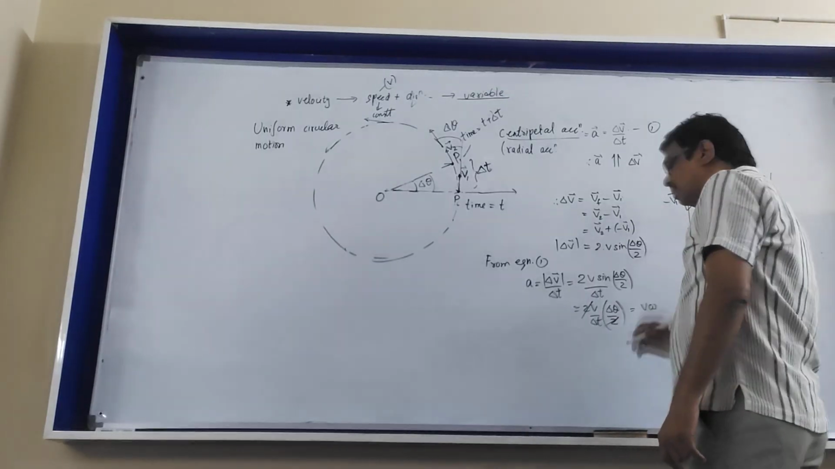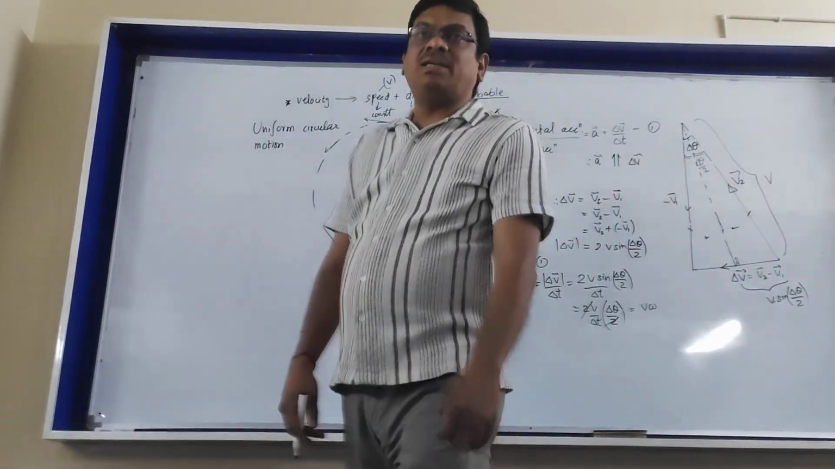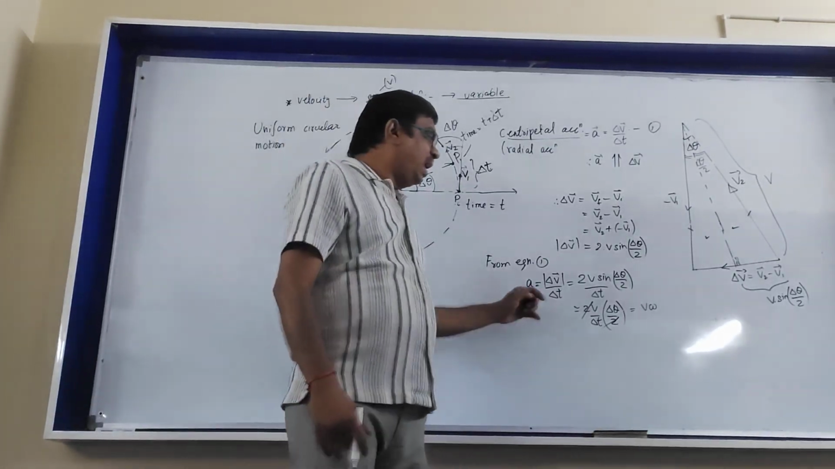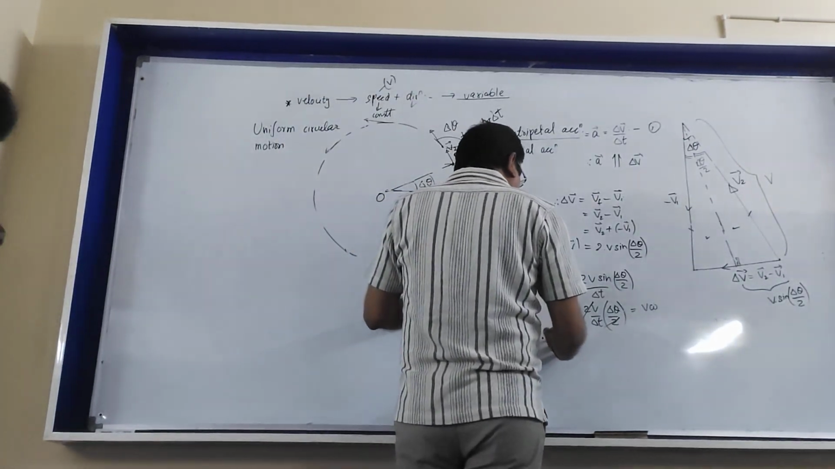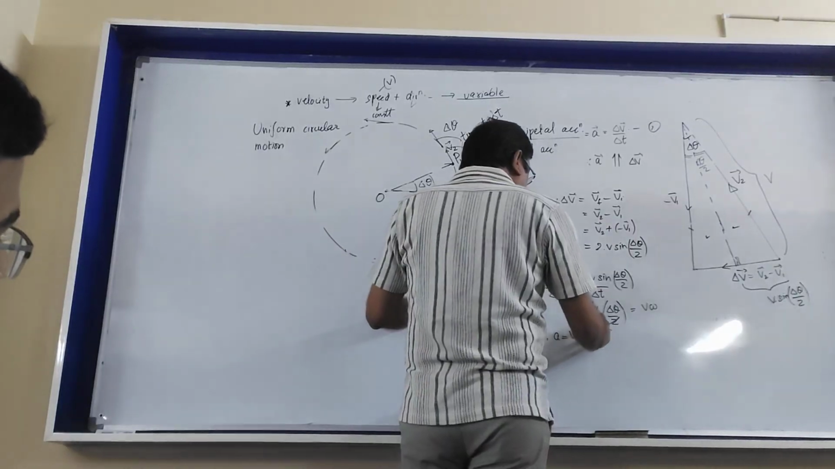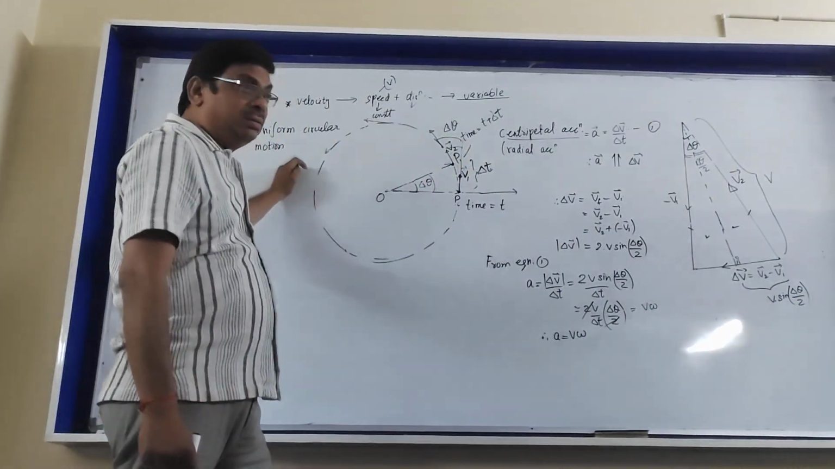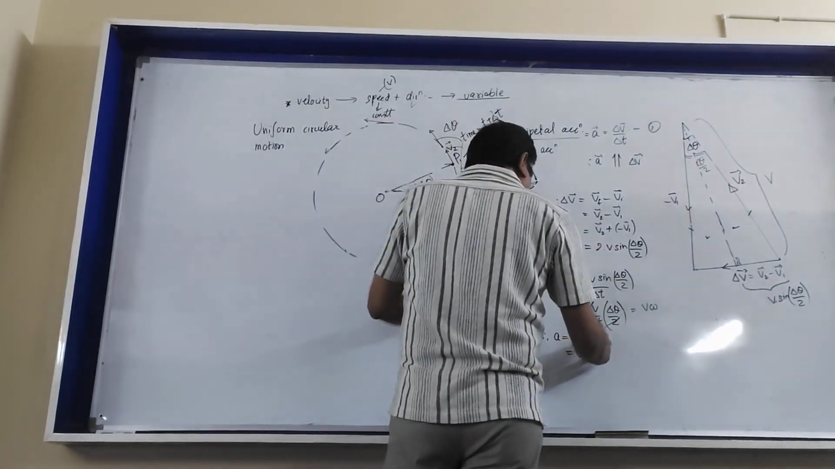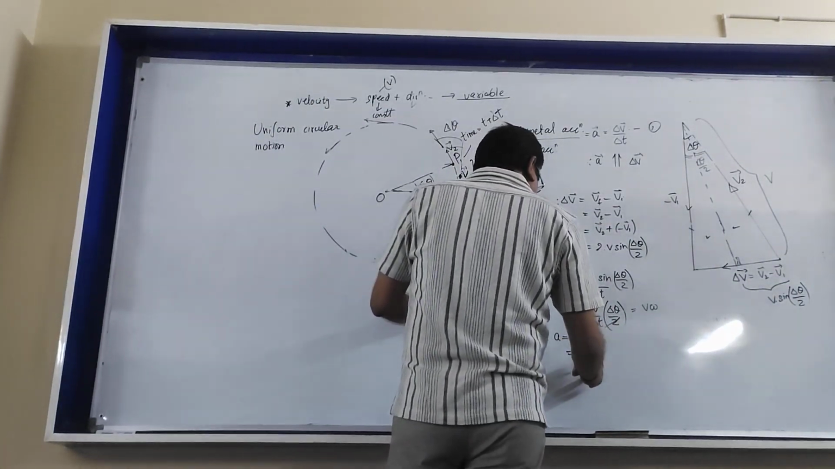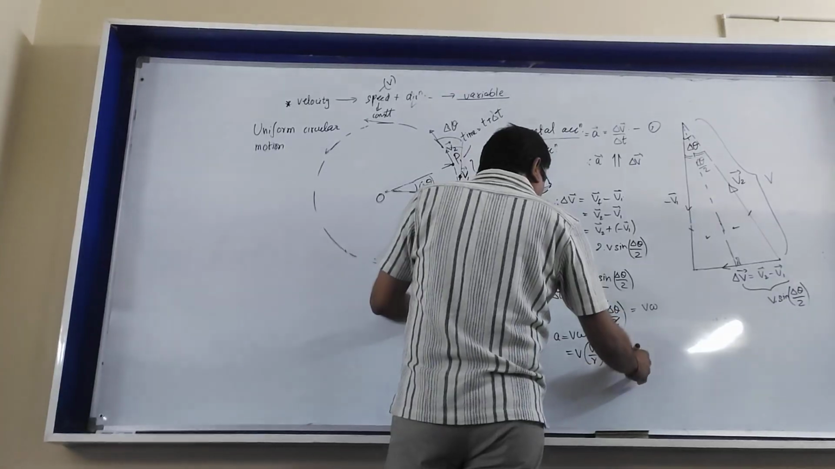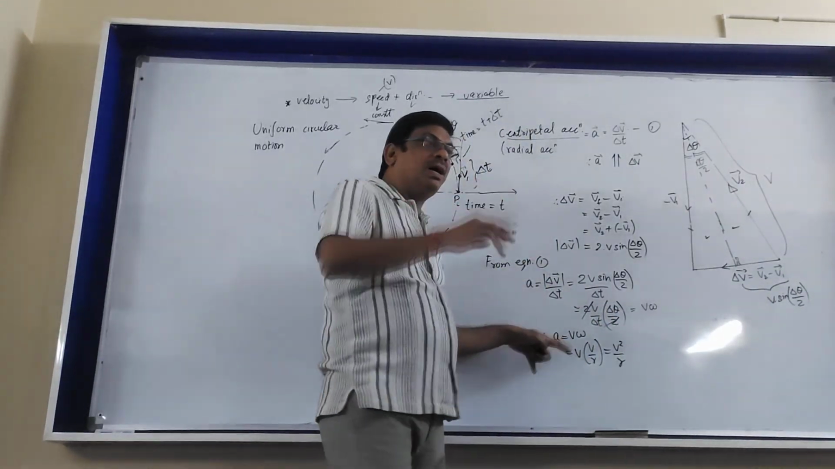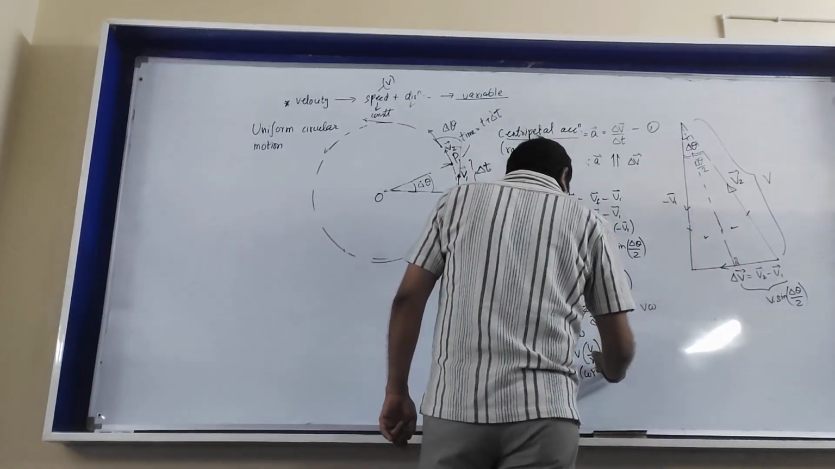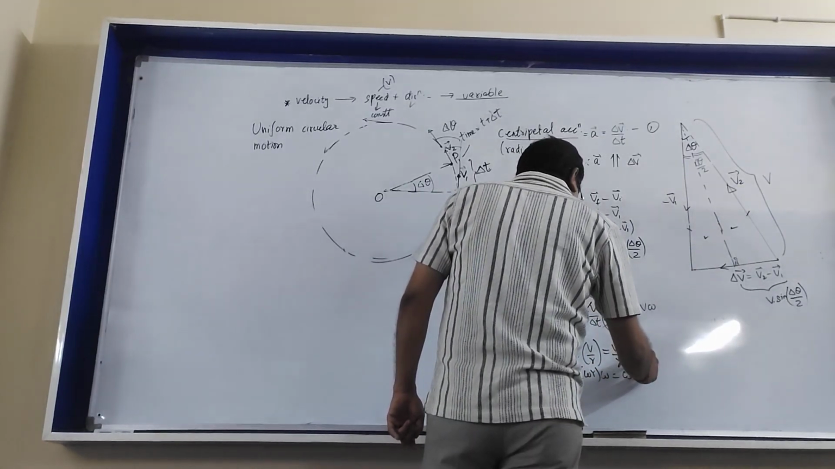Just now we saw, delta theta by delta t is angular velocity, omega. So this is the formula for centripetal acceleration, v omega. Also, we learnt omega is v by r. So if we write this as v by r, then we will get v square by r. Also, v is omega r. So instead of v, we can write omega r, so it will be omega square into r.